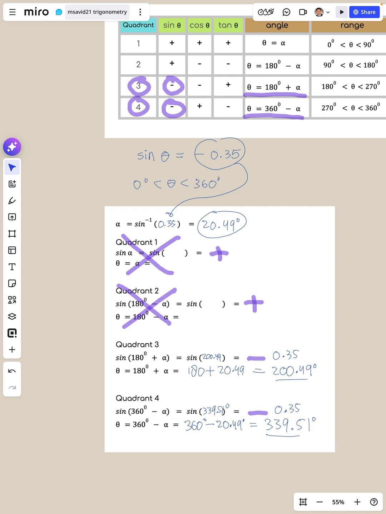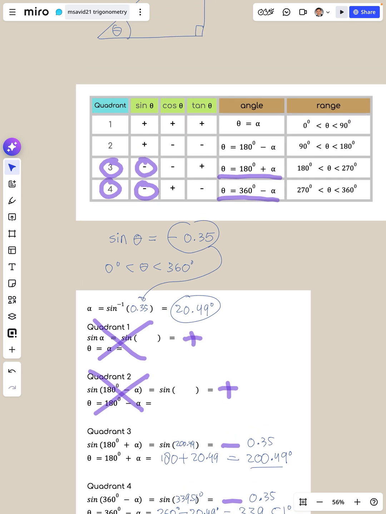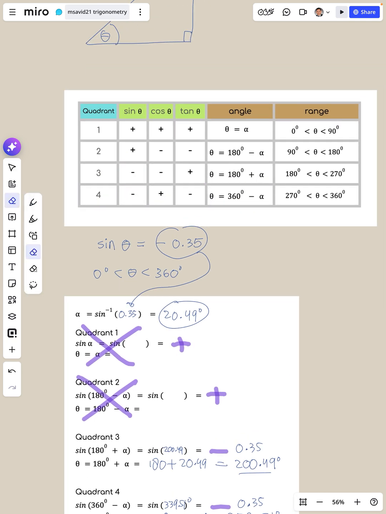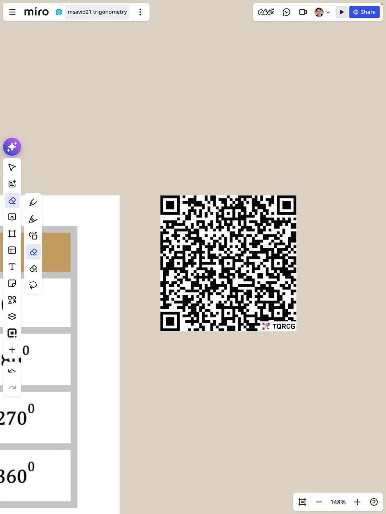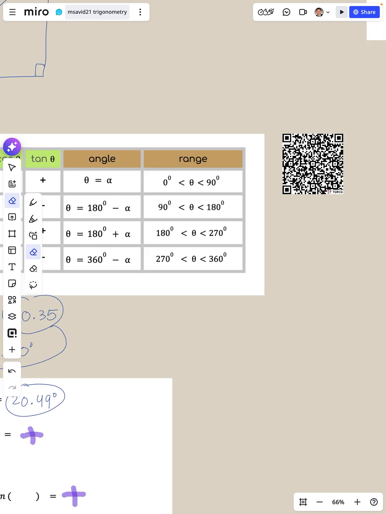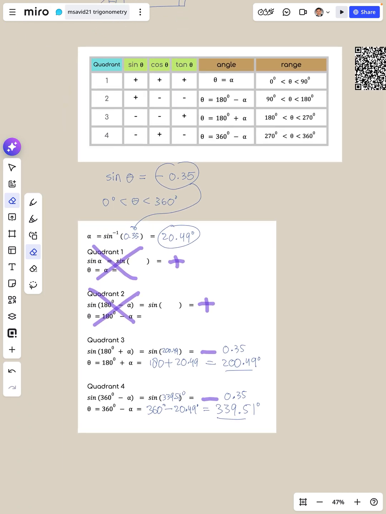So that's how we use this table to help you with the question. By the way, you can download and copy my table using this QR code. It might help you. Tomorrow I'm going to make another video for you, a slightly more complicated one. The range of the angle may not be 0 to 360, maybe we can enlarge it. Make it a little bit more complicated. See you tomorrow.